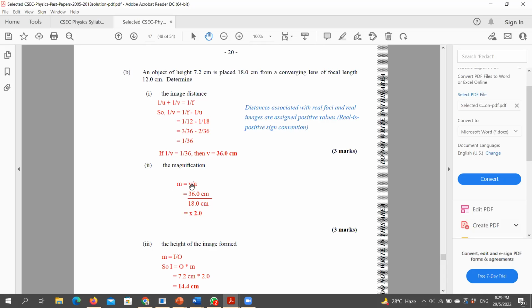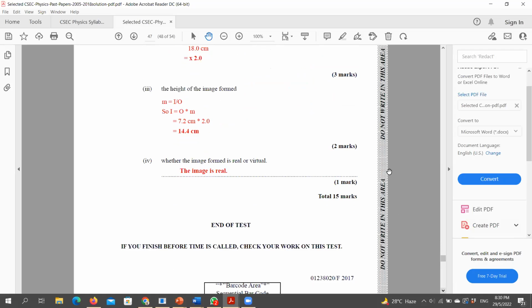Magnification is v over u, image distance over object distance. So it's 36 that we calculated in the first part, divided by the object distance, which is 18. So the magnification is times 2. Height of the image: we know that magnification is also equal to image height over object height. And so image height will be equal to the object height multiplied by the magnification. 7.2 times 2, we get 14.4.